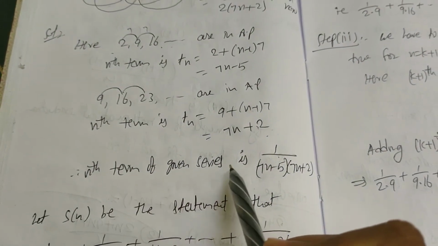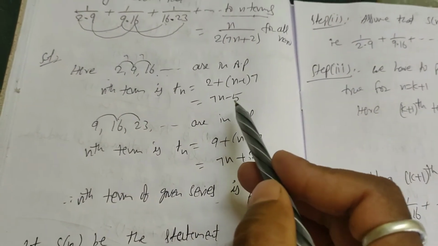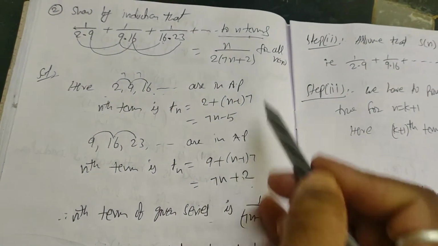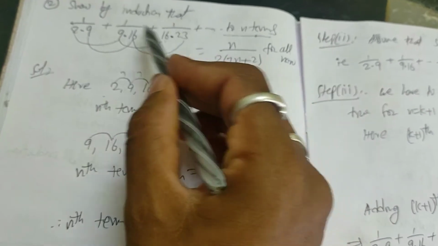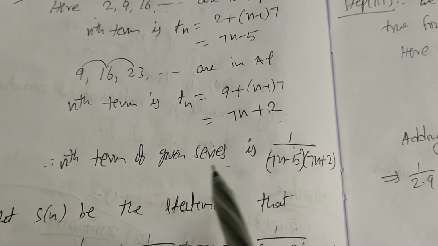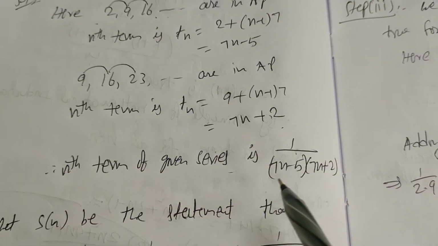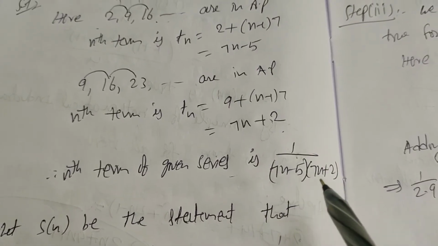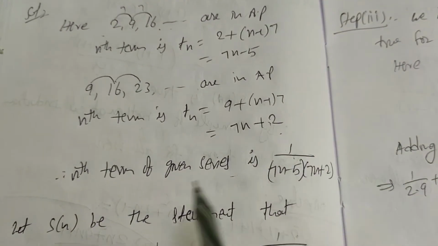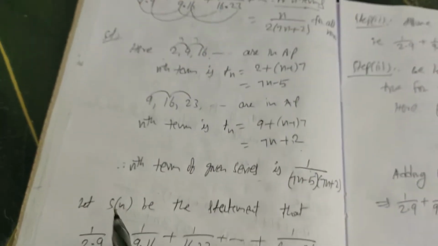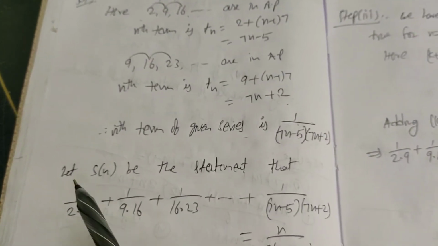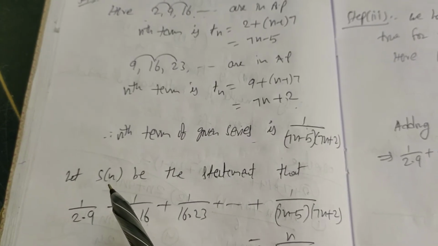So now the nth term of the given series has a denominator that is the product of these two factors. The numerator is fixed at 1, since all the terms have numerator 1. So the nth term of the given series is 1 by 7n minus 5 into 7n plus 2. Okay, so after finding the nth term, you consider the statement S of n.